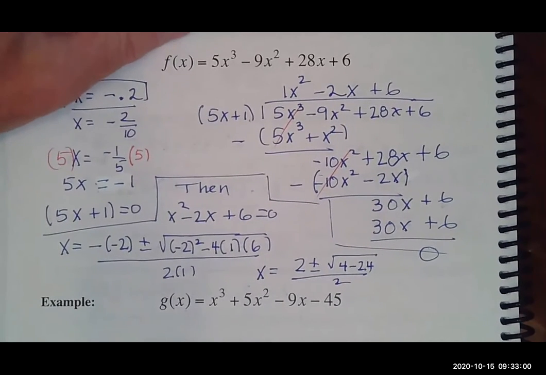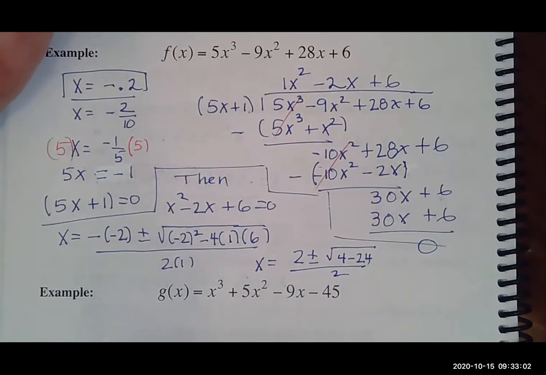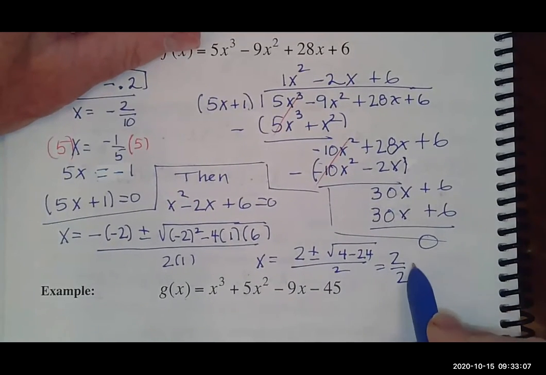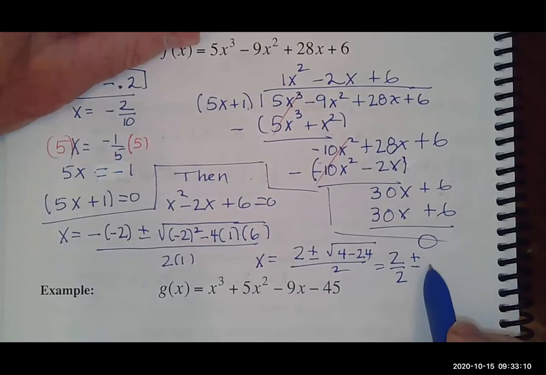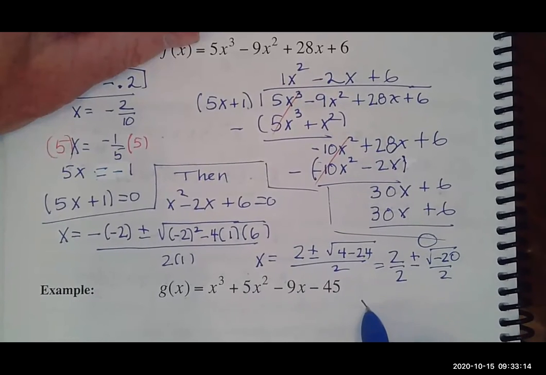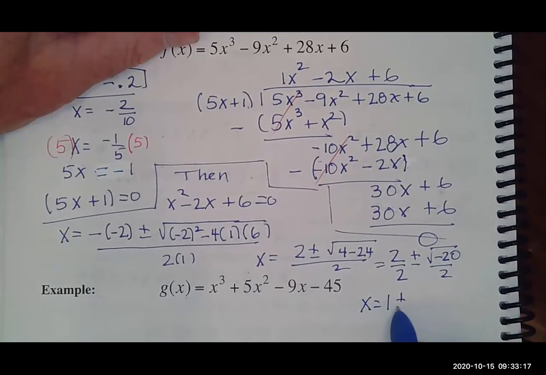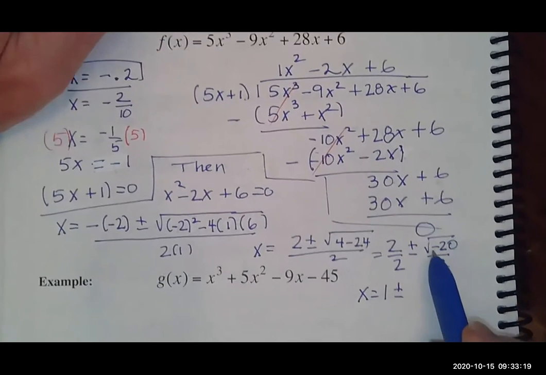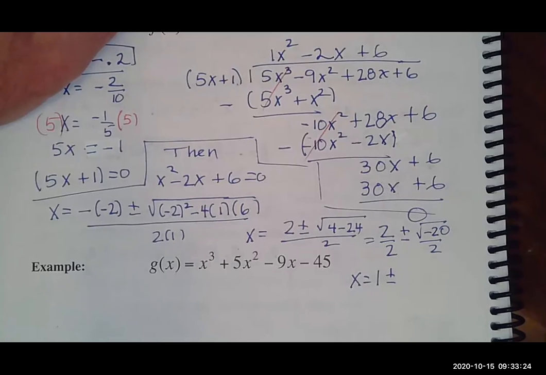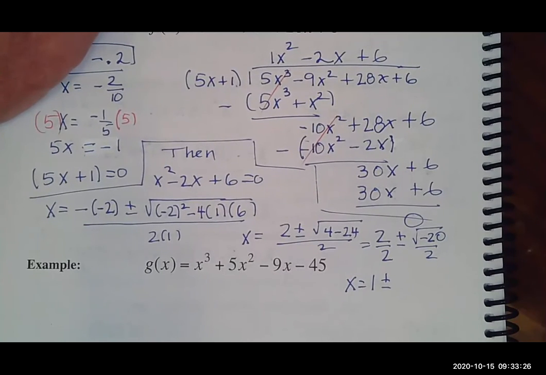Okay, so this is going to have an imaginary number, actually 2 of them. So this is 2 over 2 plus minus square root of negative 20 over 2. So x equals 1 plus or minus. There's an i, but I'm going to stick it on the right-hand side. Just a reminder, complex numbers back in 2.1 have to be, for me, in a plus bi form. So the i is at the end.